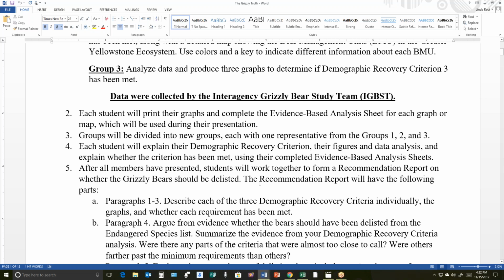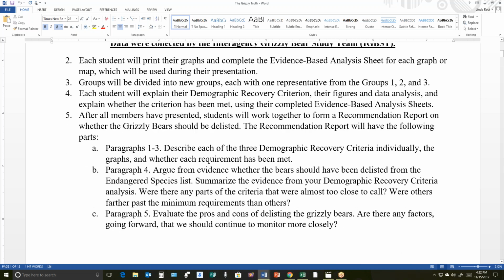And then they had to fill out these evidence-based analysis sheets, which I'll show you, and then they had to write this essay all together. They were working on one Google Docs document. The first 3 paragraphs described each of the 3 recovery criteria and discussed specifically if they had been met, providing evidence from their graphs and their data. The 4th paragraph was whether they collectively thought the bears should have been delisted.